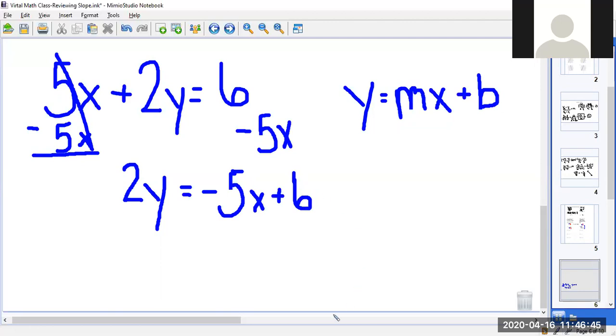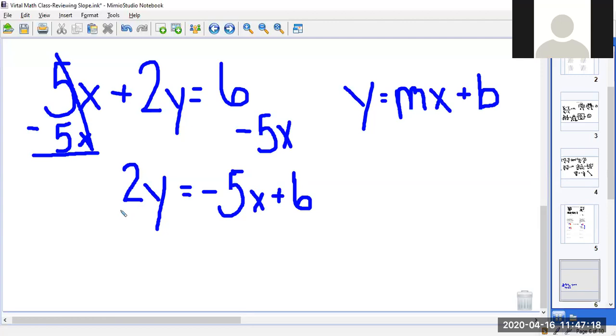So now, quick question. Does this equation look like this equation up here? No. Not yet, because we have to do one more thing. What we got to do is isolate the y by itself. But how do we do that? What we're going to do is subtract 2 from the opposite side.